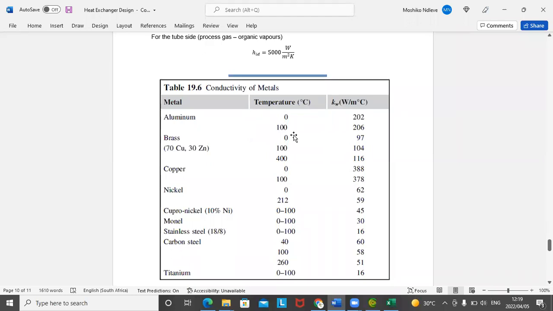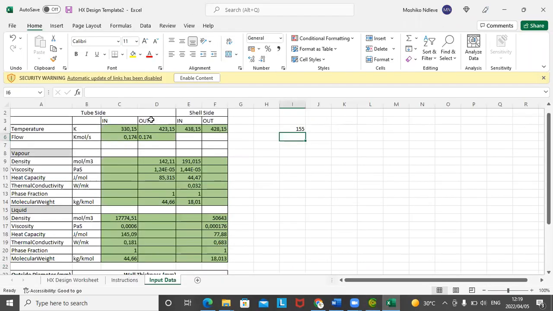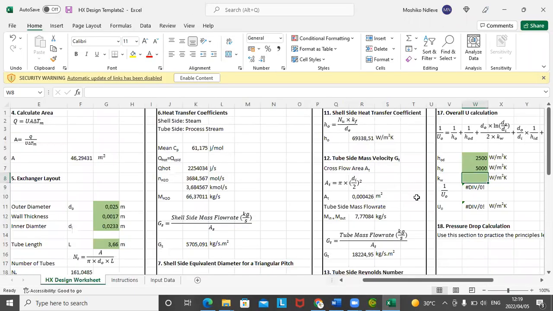So if we go back to our table, we can see that carbon steel could be suitable for this, aluminum could be suitable for this. So depending on which comes cheaper, you will then choose that. So for now, let's just go with carbon steel. With carbon steel, if you're working at the range of about 100, your conductivity is 58. Come back here to our spreadsheet and we input 58.